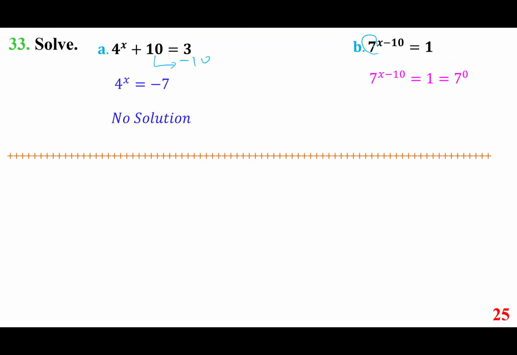Because both sides have the base 7, then the exponents must be the same. x minus 10 must be 0, which makes x equals 10.